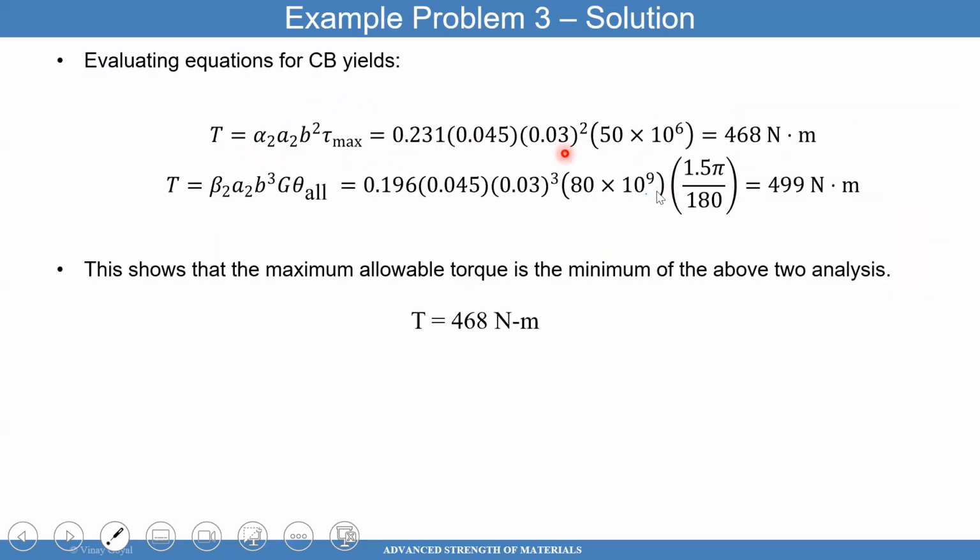So based on the first formula, I get 468. Based on the second formula, I get 499 because I know the theta allowable. They told you they cannot exceed 1.5 degrees. I put it in radians here. So the maximum torque allowable should be the least of the two, which is 468. There you go. That's the max torque allowable.